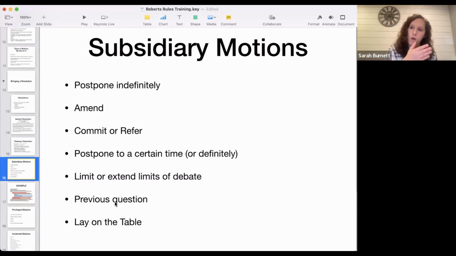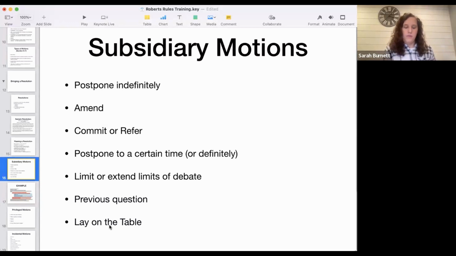Previous question. So I move the previous question, or I move the question. That just ends debate and moves to a vote. Now, some of these, like previous question, require a 2/3 vote because you're limiting the rights of the members. You're ending debate, and you may have taken away somebody's right to speak on it who wanted to. And so you have to have a 2/3 vote on that.